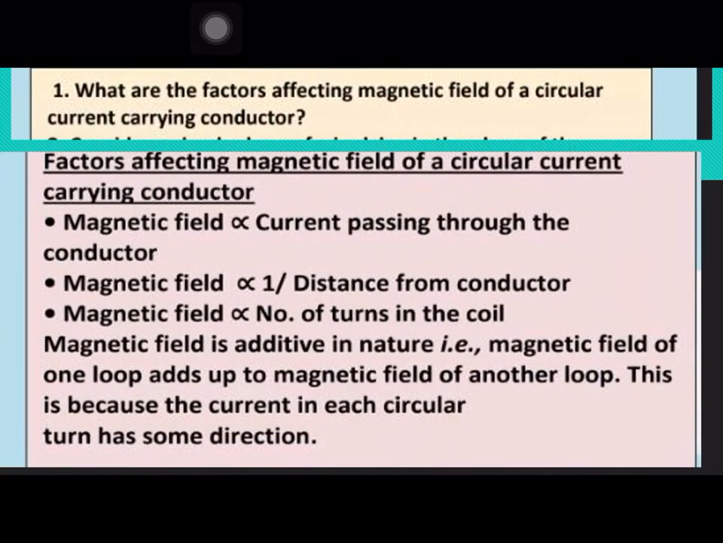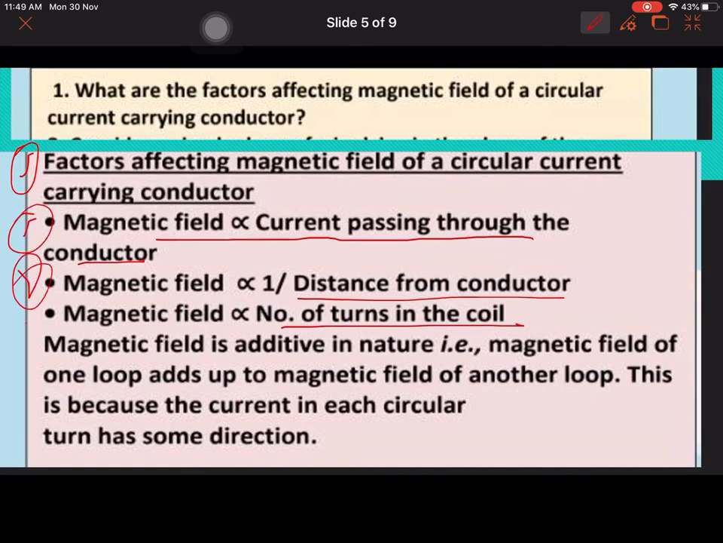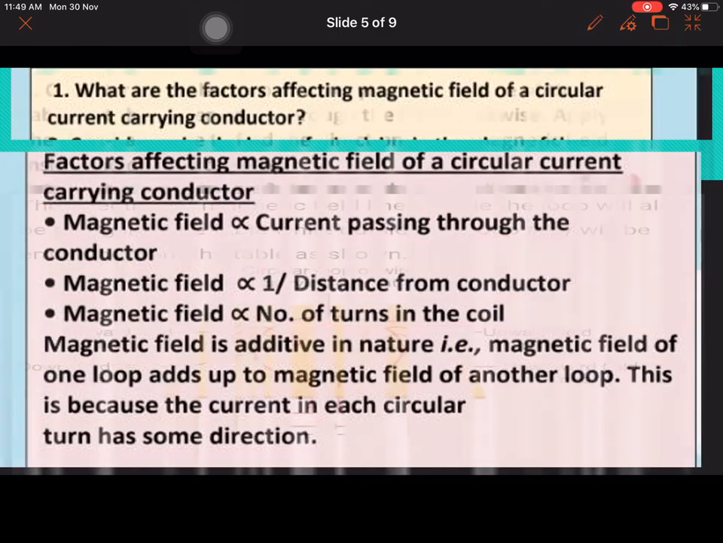When we see the question answers, first question, what are the factors affecting magnetic field? We have seen that magnetic field is affected by current passing through the conductor. First point, then the distance from the conductor, and number of turns in the coil. So these 3 points you have to write only. The third point is not necessary to write. The fourth point, don't write. If you want to write, you can write up to here also. This fourth point: magnetic field is additive in nature.